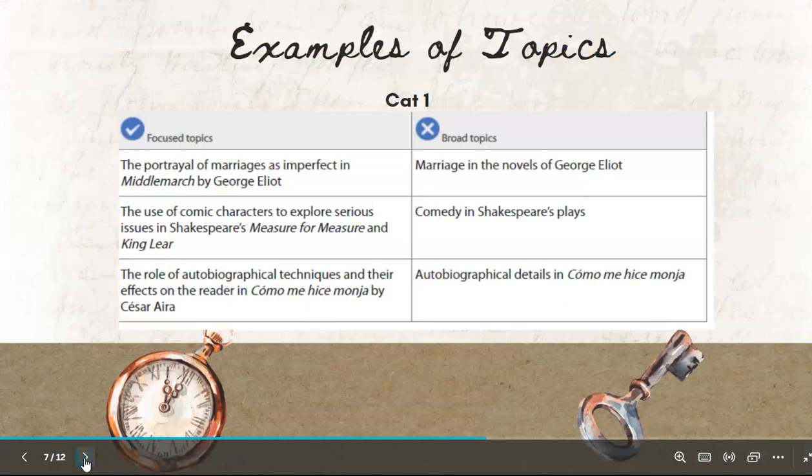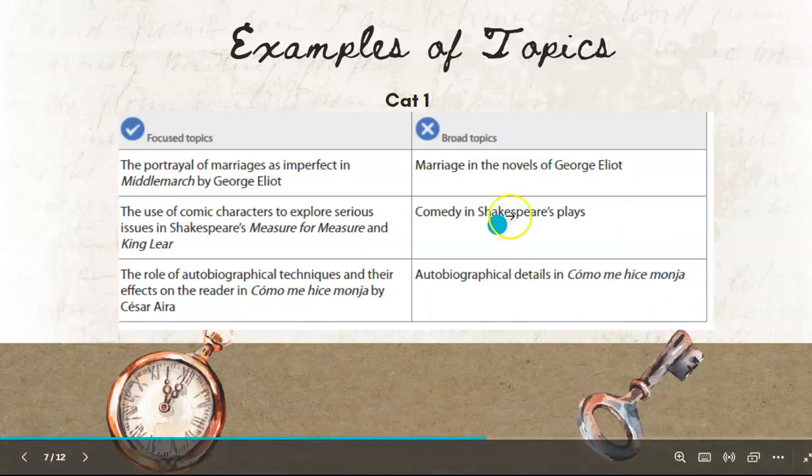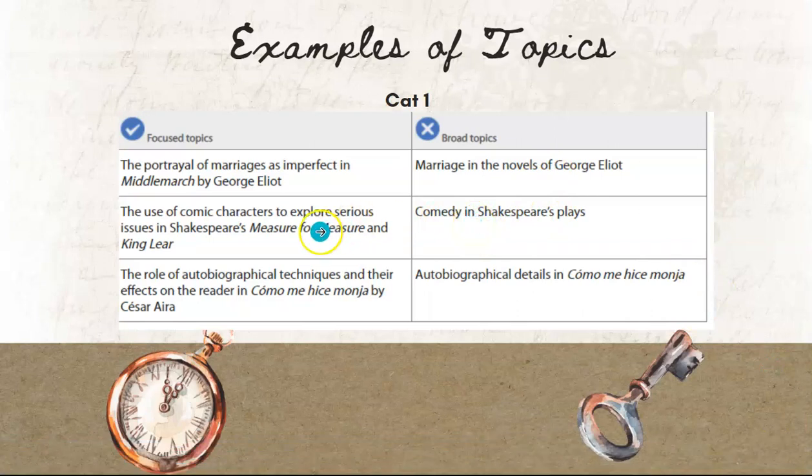So here are some examples of Category 1 topics that are effective versus ineffective. So maybe you like Shakespeare and you want to talk about how Shakespeare is really funny. You would not just have the broad topic of comedy in Shakespeare's plays. Okay, that's not effective. Rather, you would say the use of comic characters to explore serious issues in Shakespeare's Measure for Measure and King Lear. Why is this one more focused?